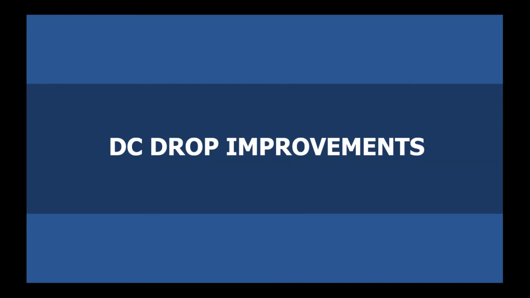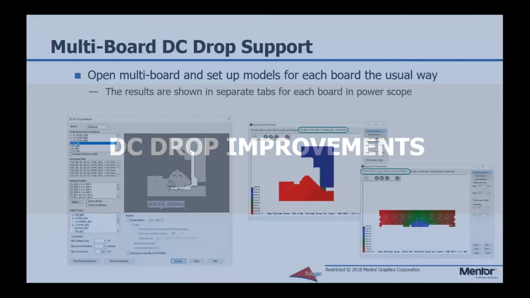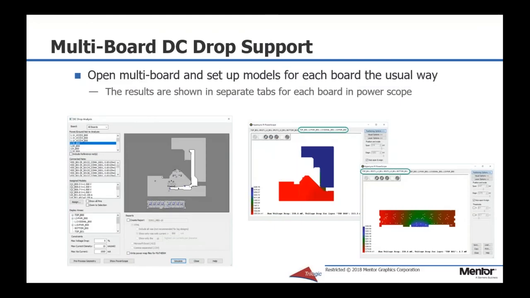There have also been improvements to the DC drop functionality in HyperLynx Power Integrity. HyperLynx DC drop analysis now supports multi-board configuration. The setup is the same as for a single board. In this example, we have 2 boards, and the results for each board are displayed in separate tabs.